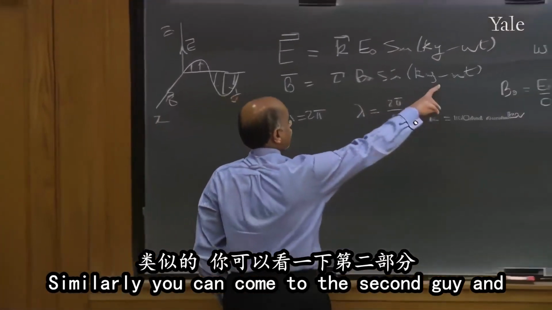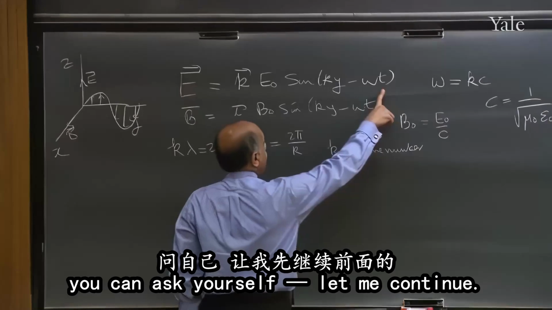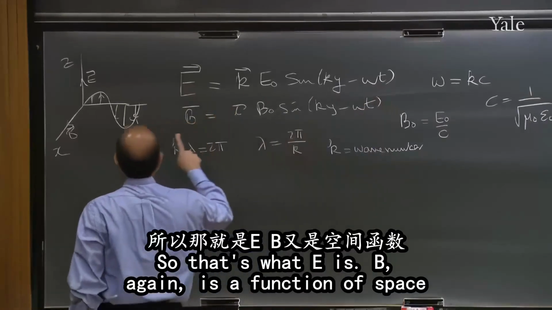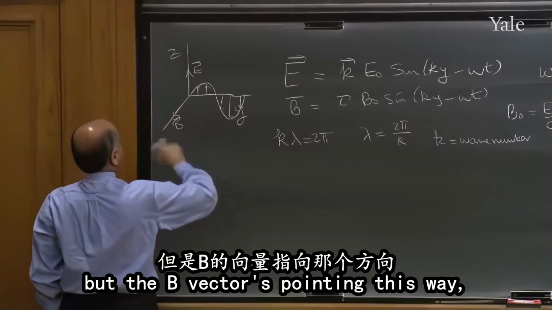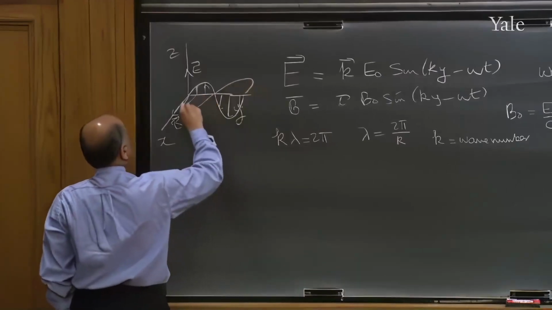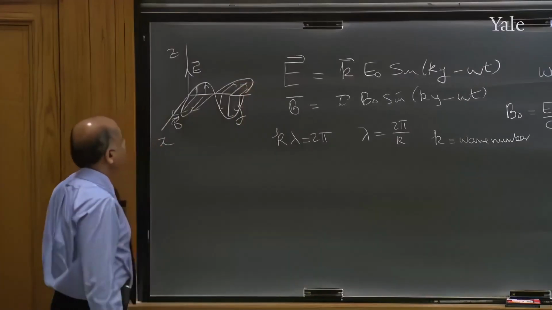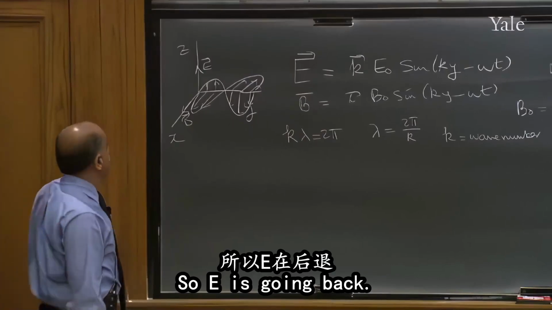Similarly, you can come to the second guy and you can ask yourself, let me continue. So that's what E is. B, again, as a function of space at a given time, if you draw it, well, the B vector is pointing this way, so it will look like this. And you can keep repeating this. So E is going back.